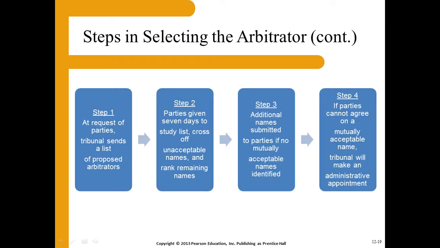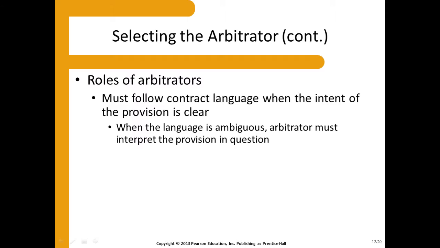So here we see the steps in selecting the arbitrator. So step one is that the parties, that is management and labor relations, are provided a list of proposed arbitrators. These parties are then given 7 days to study the list, cross off the unacceptable names, and rank the remaining names. It may be that the remaining names between both parties cannot be agreed upon, so additional names are submitted. Still, again, the outcome is that we want to determine an arbitrator acceptable to both labor and management. And then if the parties cannot agree on an acceptable mutual name, then a National Labor Relations Board tribunal will make an administrative appointment.